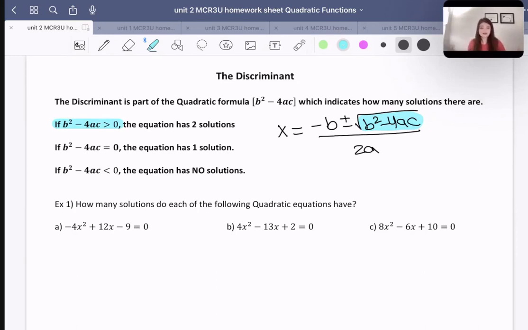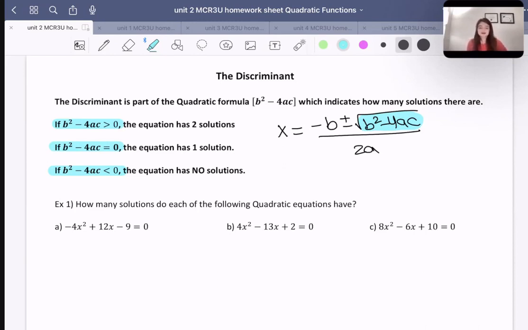Positive 5 and negative 5, they are not the same number. They're two different numbers. Now, let's say it's equal to 0, then there's one solution. Because if it's equal to 0, plus 0 and minus 0 are the same number. It's all just 0. So therefore, it only has one solution, right? And then if it's less than 0 under our square root sign, that means it's a negative number, and negative numbers under a square root sign do not have any real solutions. So that means there are no solutions.